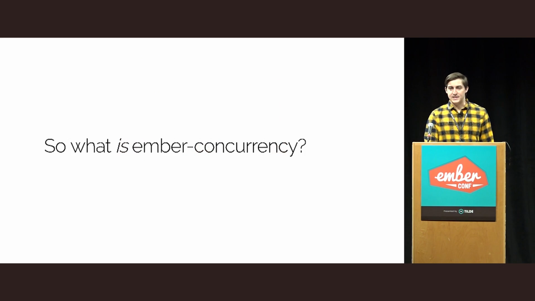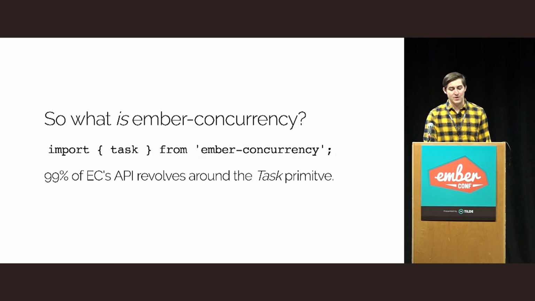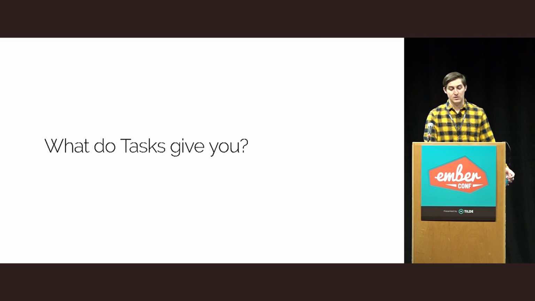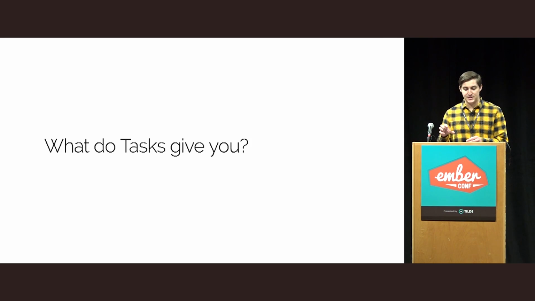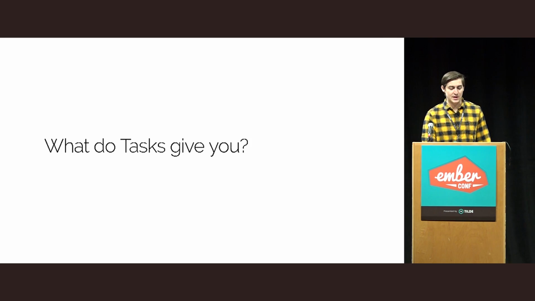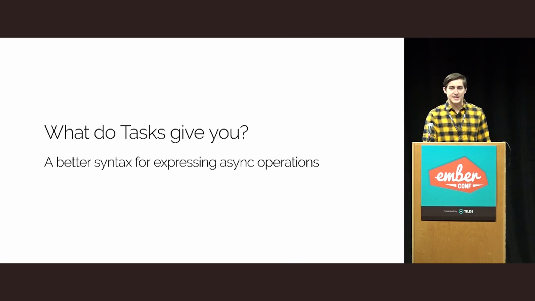So what actually is Ember Concurrency? I showed you an example of using it, but is it a bunch of different APIs? Is it just one thing? And it's really just one thing. It's a task primitive, and 99% of Ember Concurrency's API involves using tasks. Usually it means you took an action, something that was in an actions hash, and you moved it to a task, and you use the generator function syntax, and you implement it as a task instead of an action.